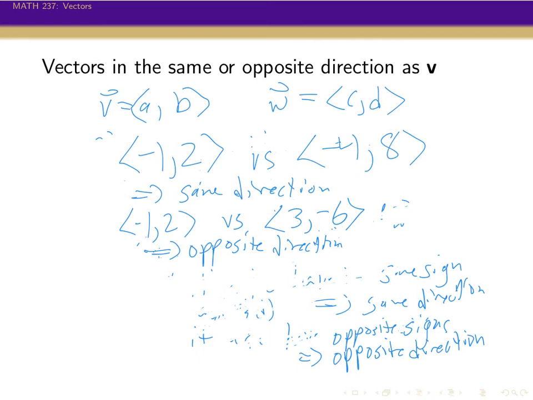And let's do one more, just because this is kind of fun to do with actual numbers rather than just variables. Let's do minus 1, 2 versus 7, 5. In this one, they have different slopes, and so different slopes mean they lie on different lines, and so these are just different directions. Completely different directions.